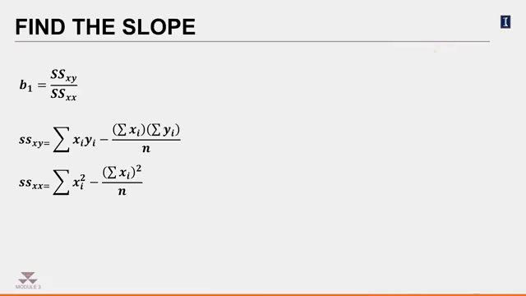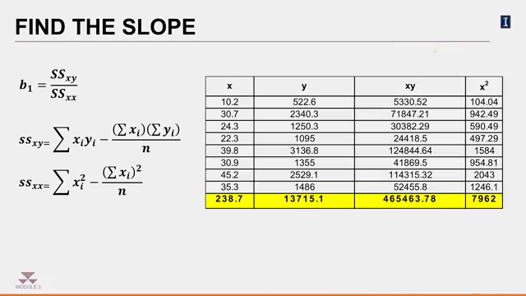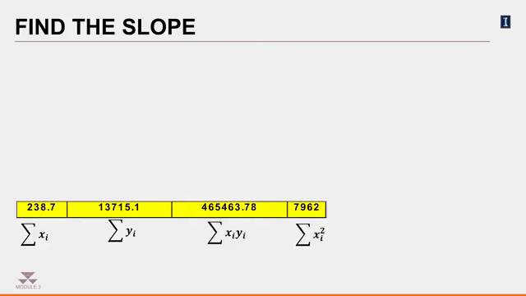These are the equations I will be using. First, I take the data we have and calculate the numbers I need. So for example, 238.7 is the sum of all values in the column with the heading of X. Once I do this for all columns, I would have everything I need to find the slope, and these values are in the row highlighted in yellow.